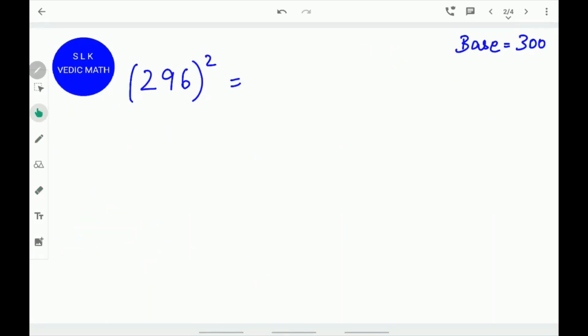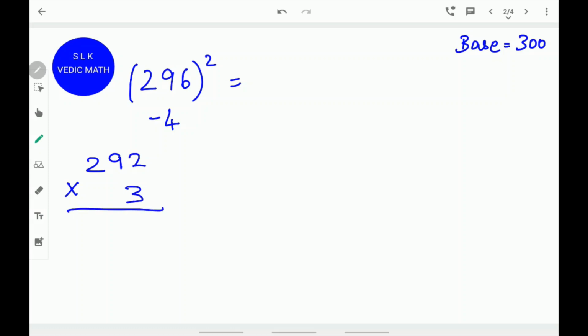Let's try another example. 296 square. The base for 296 is 300, because 296 is close to the base 300. So find the difference between 296 and the base 300, which is 4. Write 4 as minus 4 to show that 296 is less than the base 300. Next, subtract 296 minus 4, which is 292.